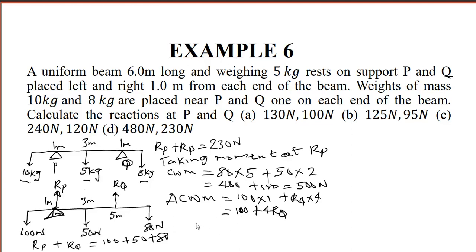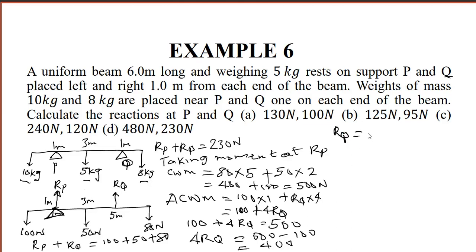at a point. So we are going to have 100 plus 4Rq is equal to 500. So which means 4Rq will be equal to 500 minus 100. That will give me 400. So divide both sides by 4, we will be having Rq to be equal to 100 Newton.